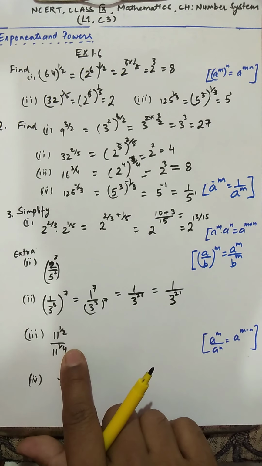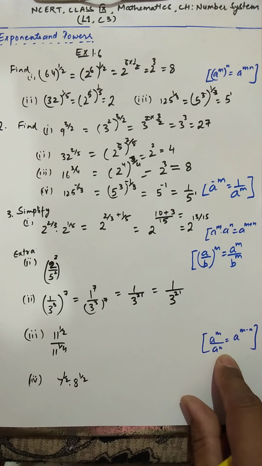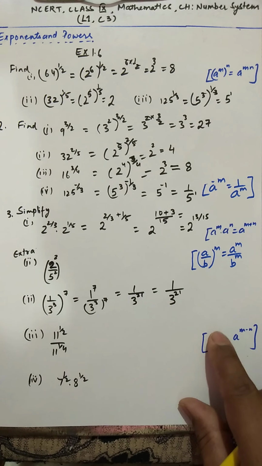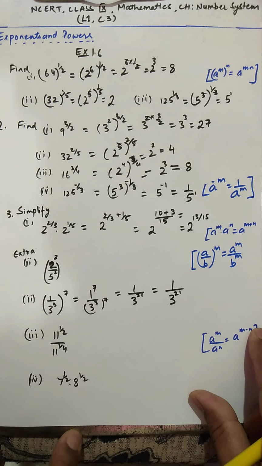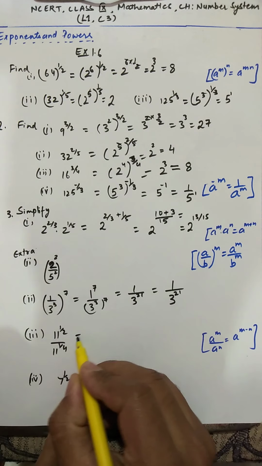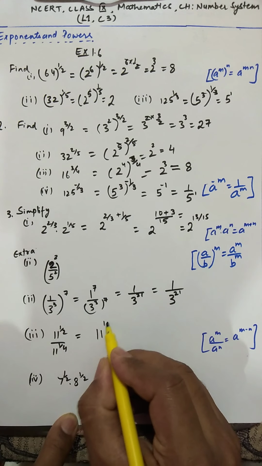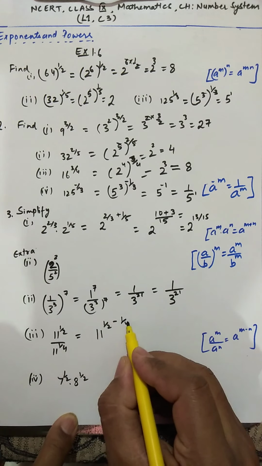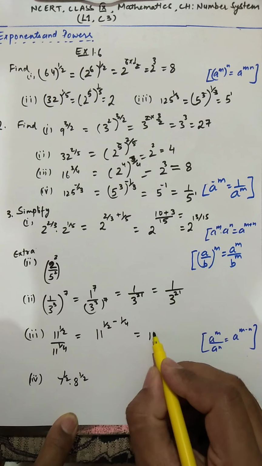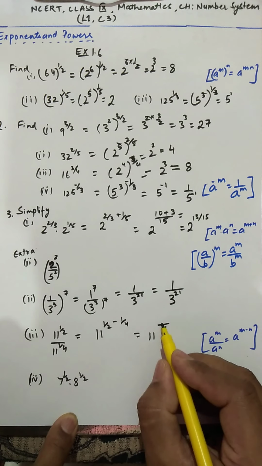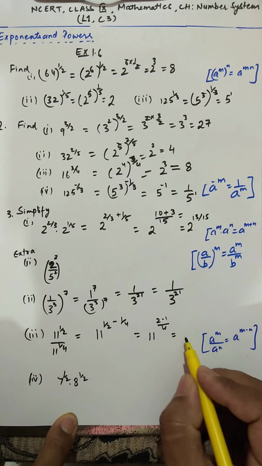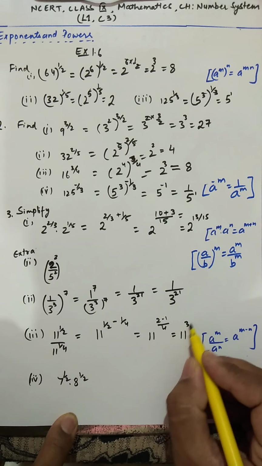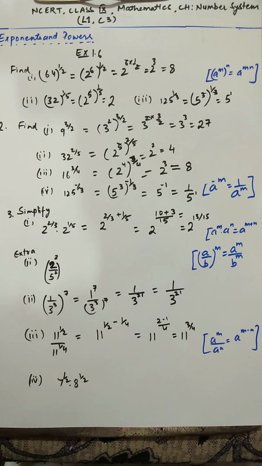Now come to this. This is another rule we have: a^m upon a^n. If bases are same, then you can write this as a^(m minus n). So we'll apply this rule here. This becomes 11 exponent 1 by 2 minus 1 by 4. After taking LCM, it will be 4, so this becomes 2 minus 1. So it becomes 11 exponent 3 by 4.